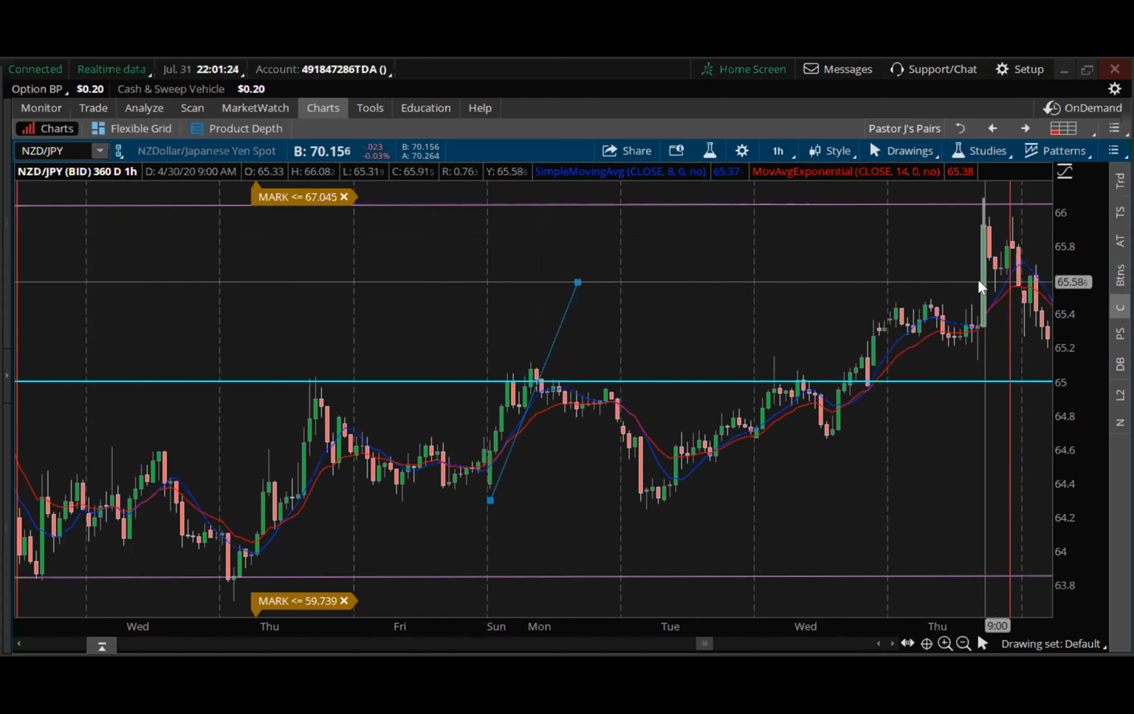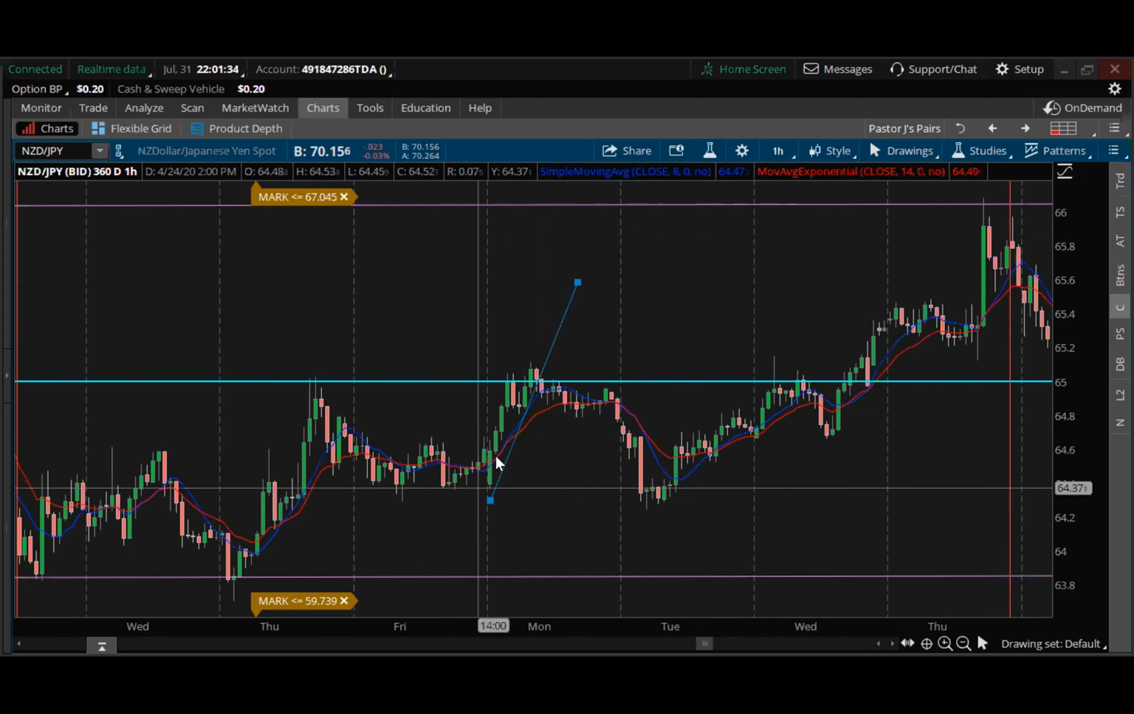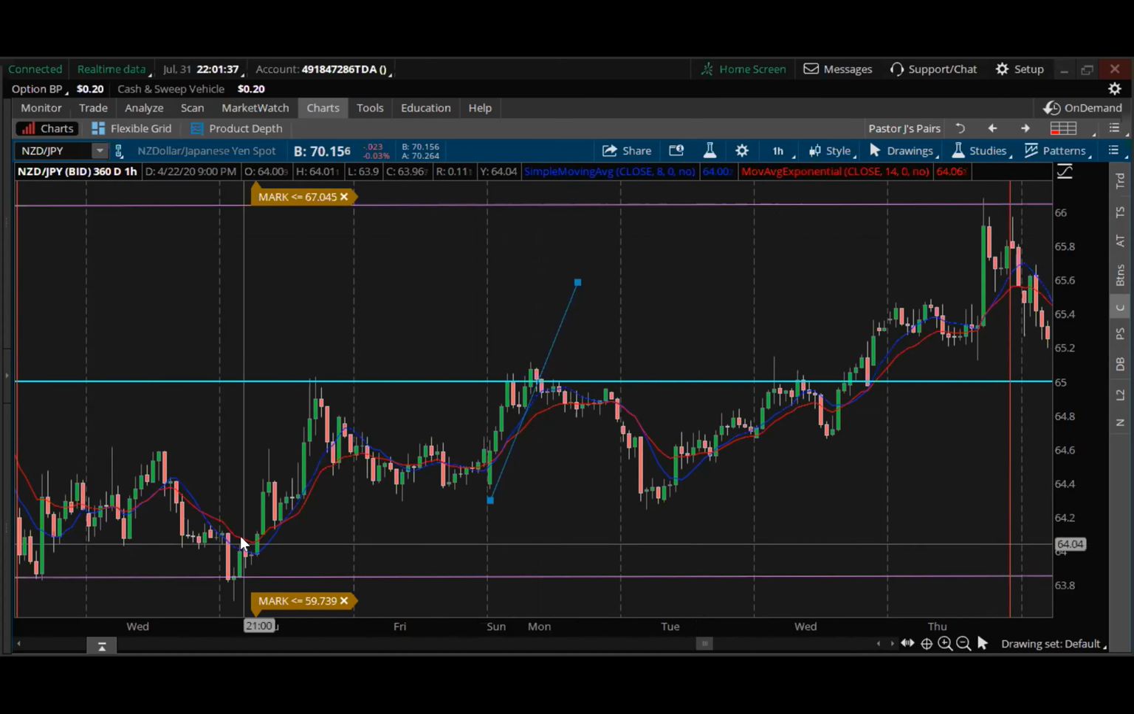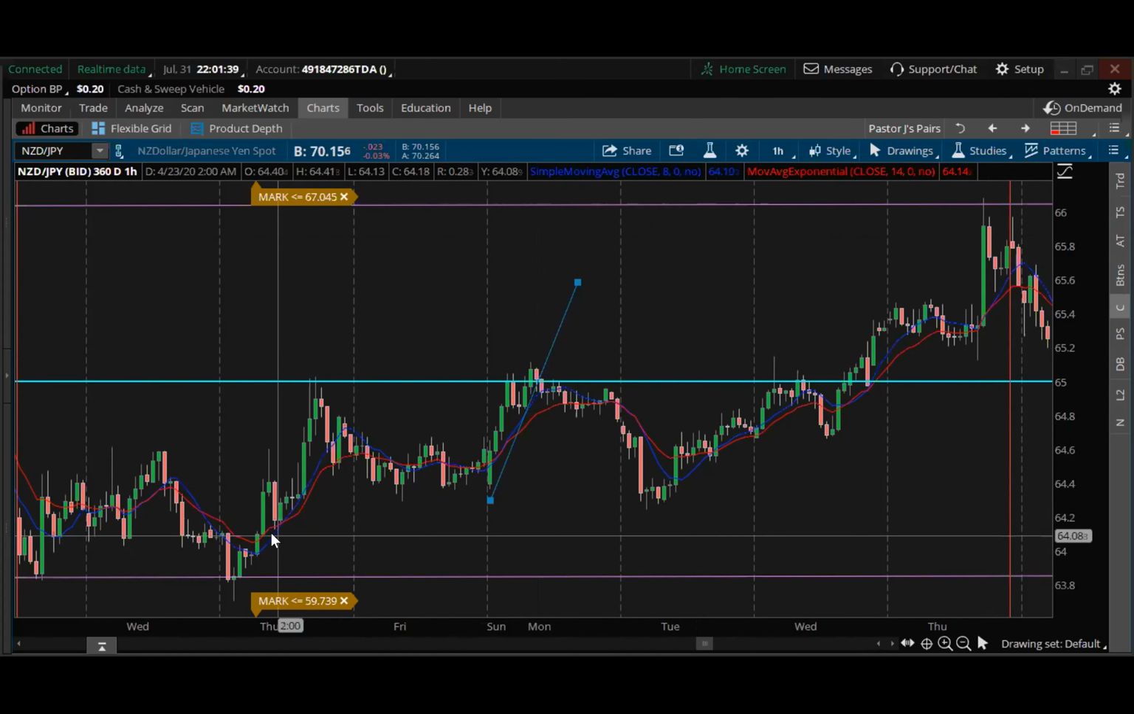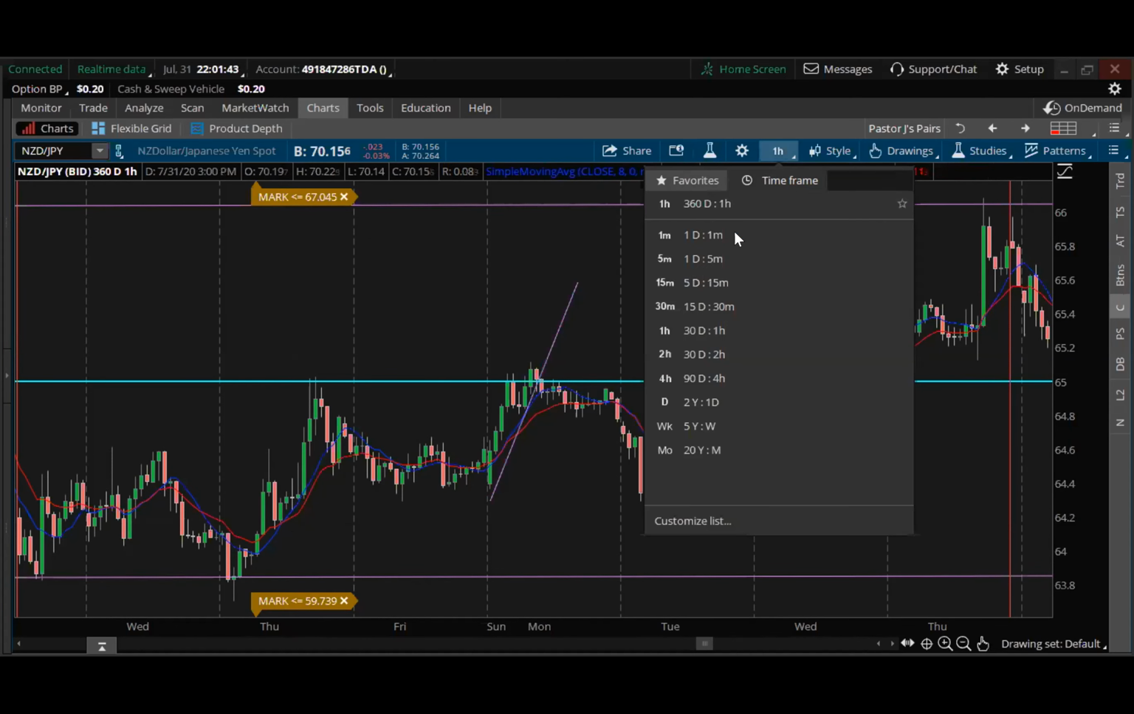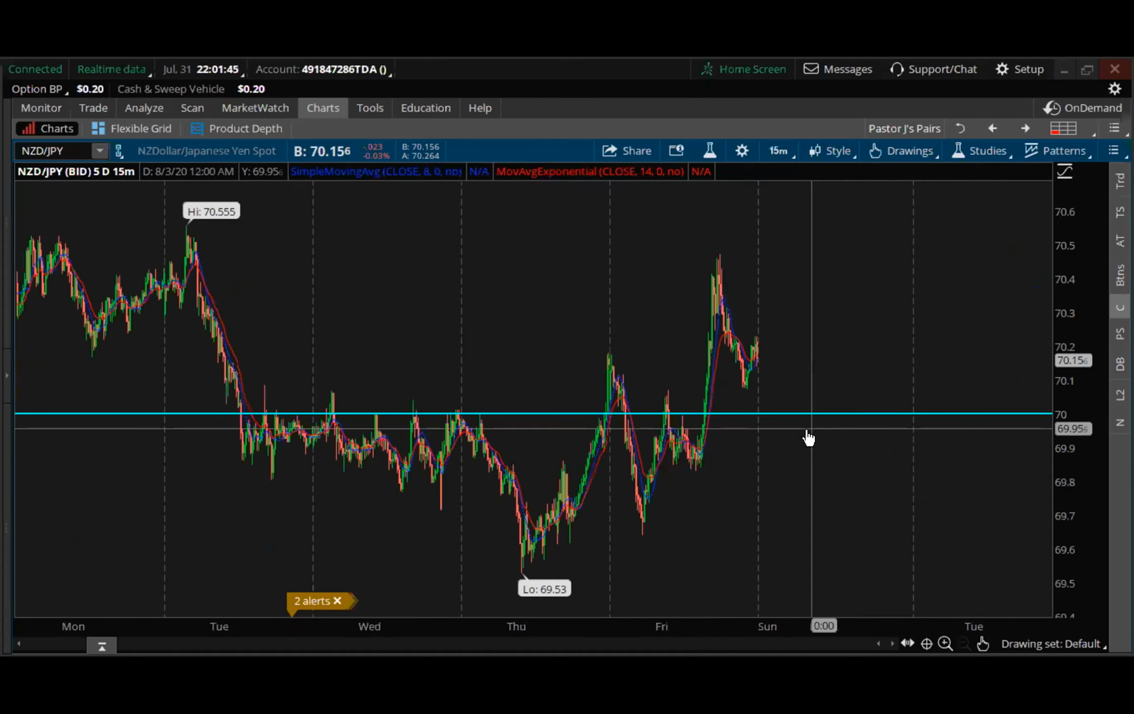I mean, you can see this is NZDJPY. I don't trade this. Pastor Jay, would you have put in another trade at that leg that came back? Again, I was doing this to show the Fibonacci, but remember, I would be on a 15. I would have been down on a 15 minute on this.